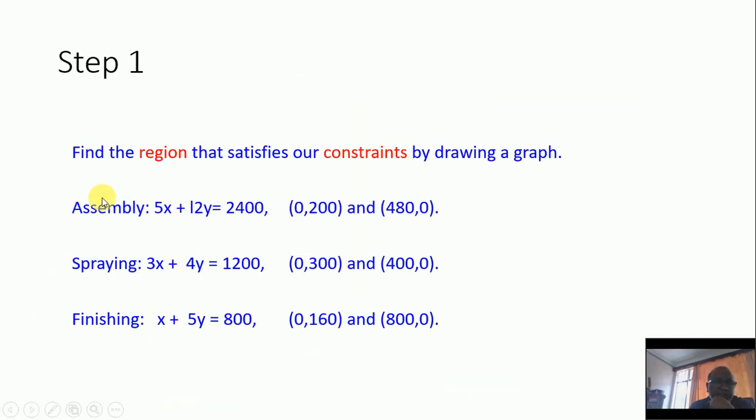Solve simultaneously: assembly against spraying, assembly against finishing, and finishing against spraying. One of them is not needed here because we had only 2 points of intersection. So find them. I can't remember which one it was, but I don't think finishing against spraying was one of them.